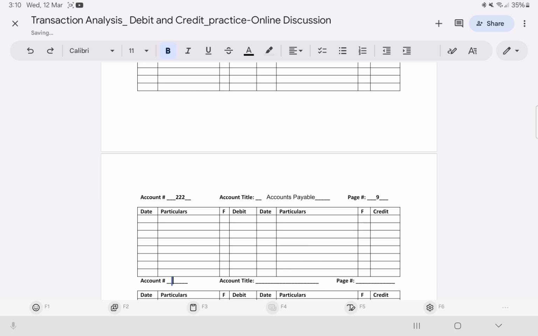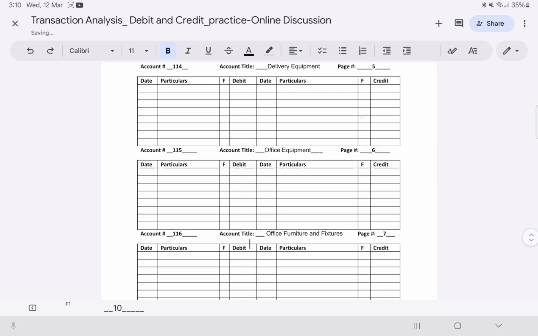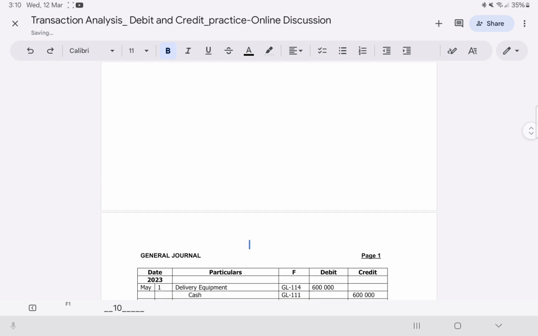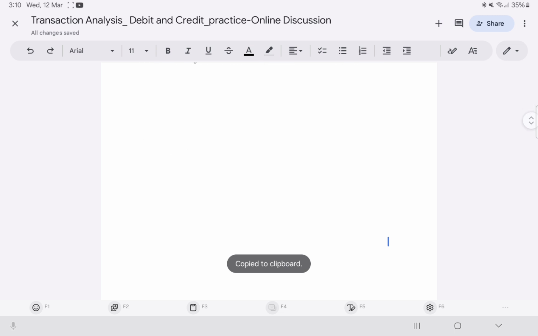Okay, 441, then service income, and we have page number, and this is page 10. Okay, so next we are done with the revenue. Let's proceed to expenses. So we have only one expense, salaries expense, and that's 553.